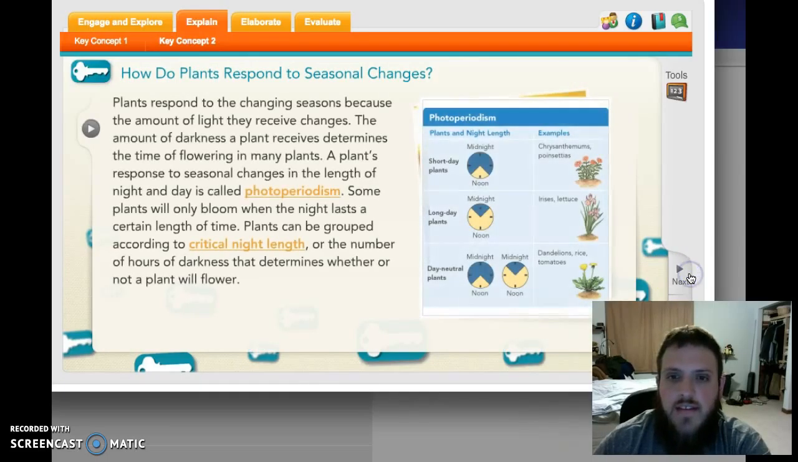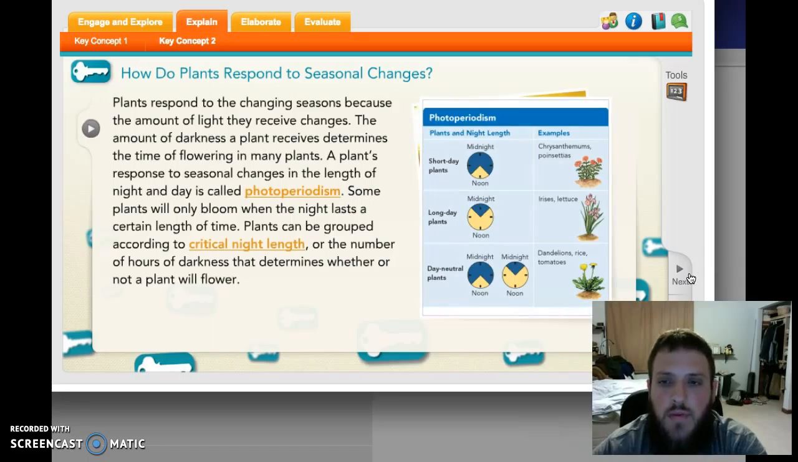Our next concept is how plants respond to the seasons. Well, plants will respond to the seasons in a number of different ways, but how do they know that the seasons are changing? Well, the same way you do. The temperature changes and the length of the day changes. The plants respond to the amount of darkness they receive. Flowering plants will flower based on how long the day and night is.